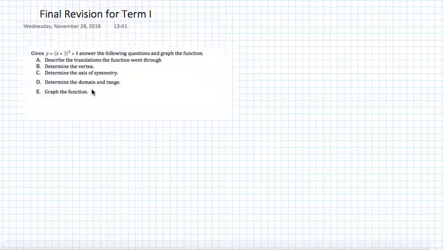So first, we need to describe the translation of the function went through. Okay, and then determine the vertex, and after that determine the axis of symmetry, determine the domain and range, and at the end graph the function. And as you probably noticed, graphing the function is not a priority in this question. That means you can answer all these questions without having the graph, right?